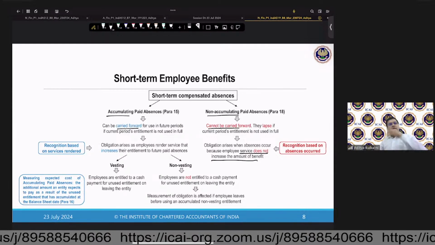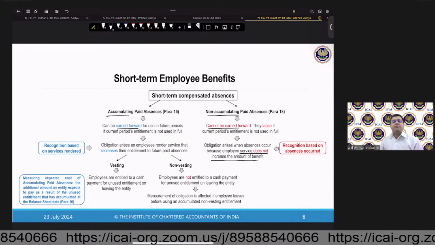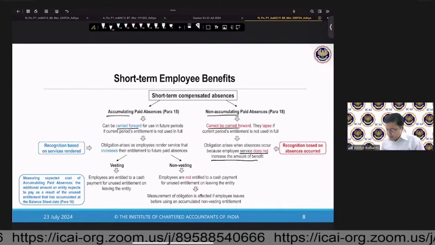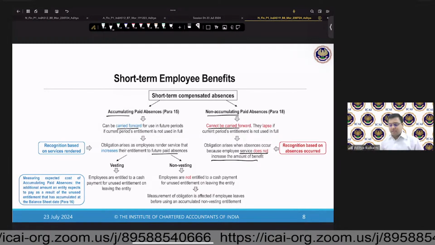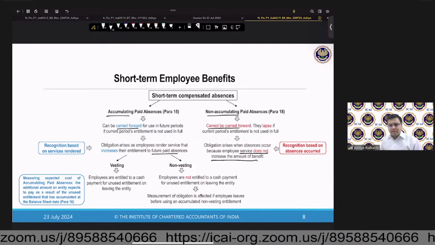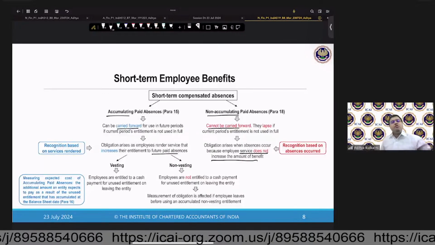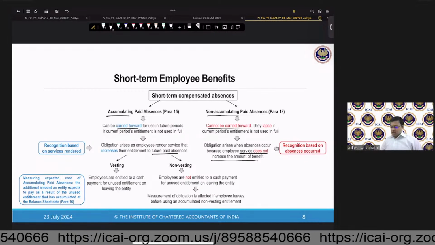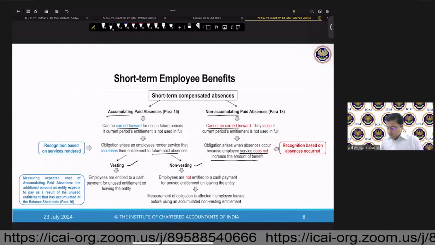Okay, so this is typically privilege leave, or some special leaves where you are allowed a carry forward to the next year for settlement. Obligation will arise as employees render service that increases their entitlement to future paid absences. So if an employee renders a service, that service leads to leaves, and those leaves will give rise to future paid absences. That is the reason you are going to recognize these expenses based on the services that they render. These are further classified into vesting and non-vesting.